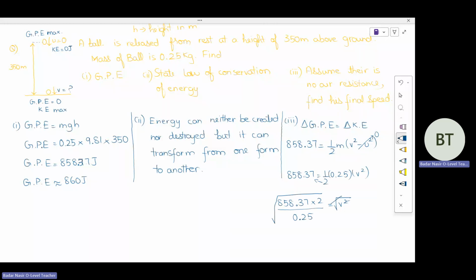Okay, what do we get after calculating this? Sir, 82.867. So we get 82.867. Yes, sir. 858.37 times 2 divided by 0.25. Are you sure? 20.7 नहीं आ रही. बेटा calculator में मतलब you're putting the value incorrect. Can somebody else please check?